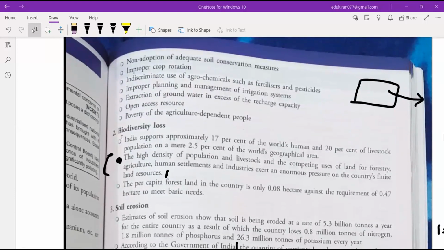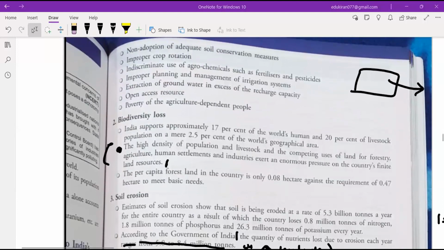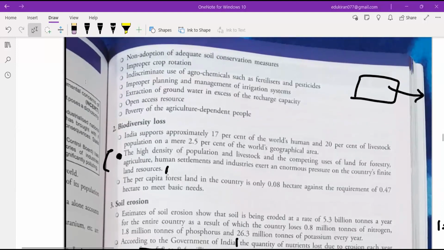Okay, so now this one, and then for biodiversity loss, you have to write this only, the second point. And third. Okay, write these, and then I'll tell you for soil erosion.